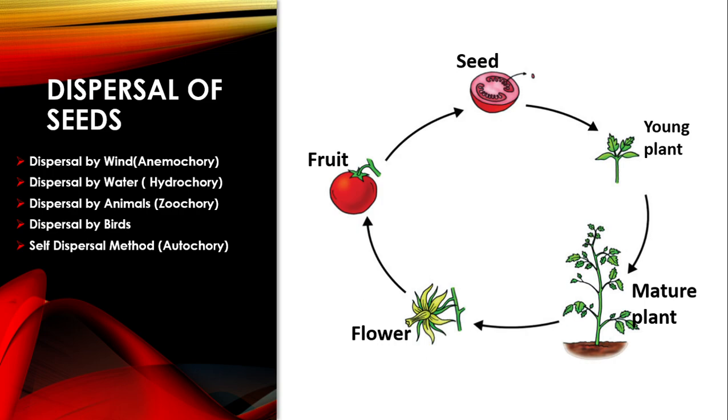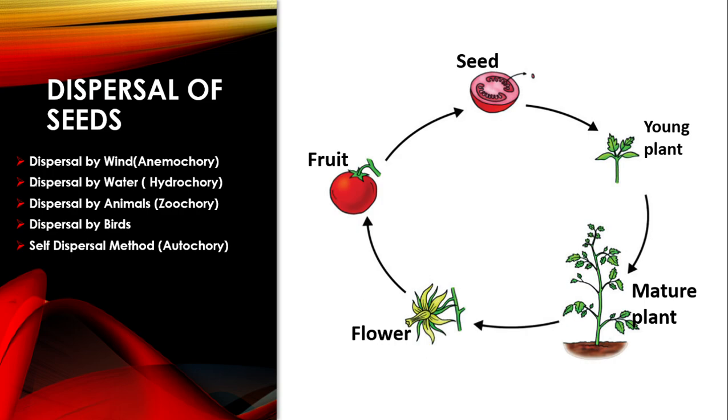Children, under this topic, we are going to discuss two main parts, that is dispersal of seeds and germination of seeds. Now, under dispersal of seeds, the spreading of seeds from one place to another with the help of agents like air, water, animals and birds is known as dispersal of seeds.